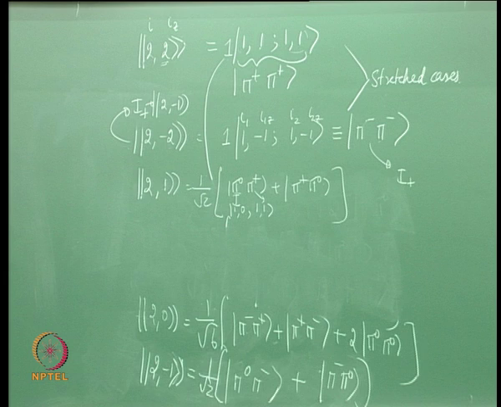In 2 comma 1, for instance, that amounts to interchanging pi 0 with pi plus. Such an interchange simply picks up an overall plus sign, and the state is symmetric under that interchange. Similarly, in the coupled state 2 comma minus 1, you interchange pi 0 with pi minus. Nothing changes. There is just an overall plus sign that is picked up. So all these states with isospin 2 are symmetric under interchange of I1z and I2z. I'll comment on this later.